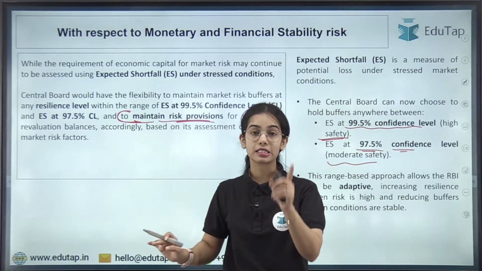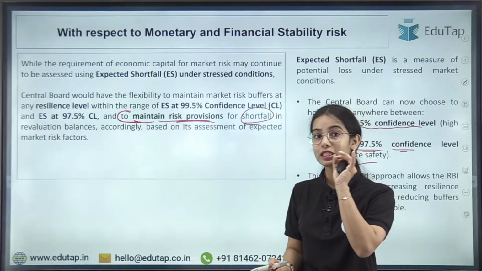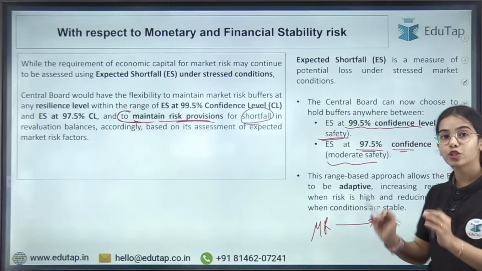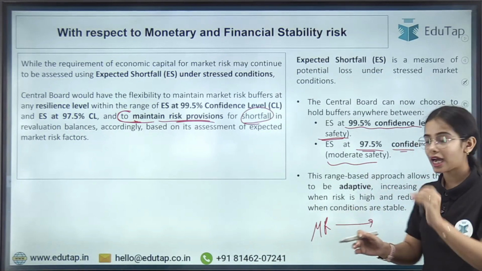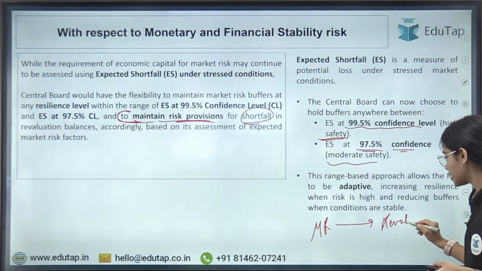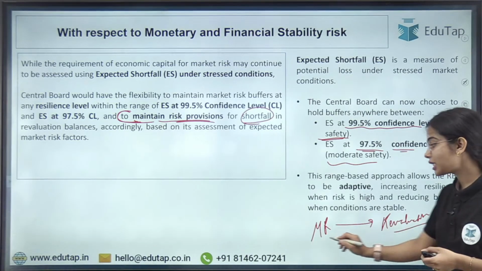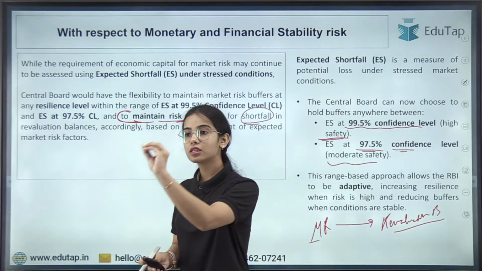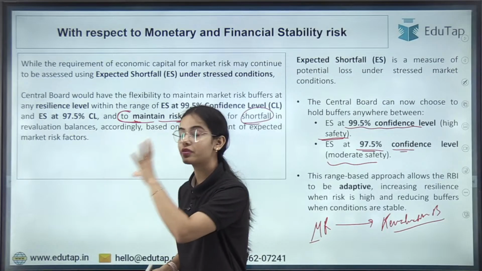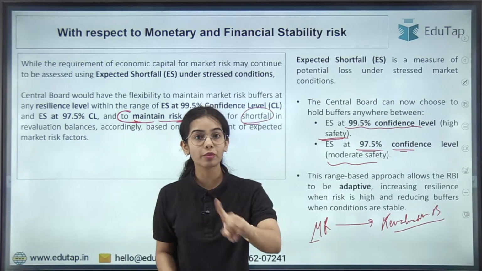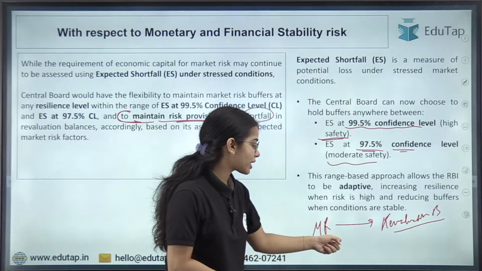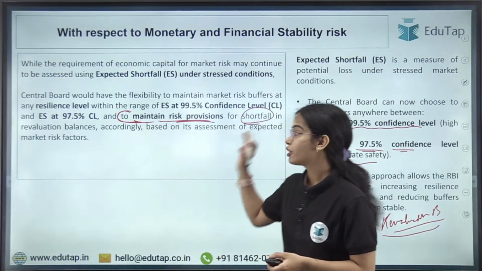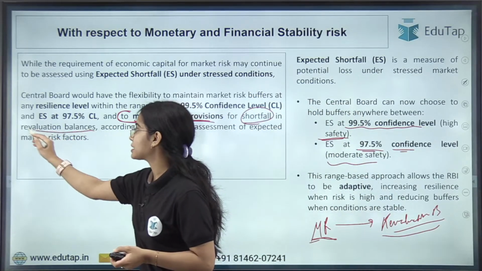in revaluation balances. Now, this is a very, very important point that you will see in the coming slides also, that for the market risk, there is a special kind of buffer that the RBI has to maintain, that is known as revaluation balances. For the other kind of risk, this balance cannot help. For the other kind of risk, even if the operational risk is coming, even if the credit risk is coming, the revaluation balances will not be used in that case. Only in the case of market risk, the revaluation balances are used. So keep this in mind very clearly, that for the market risk, the revaluation balances are used.